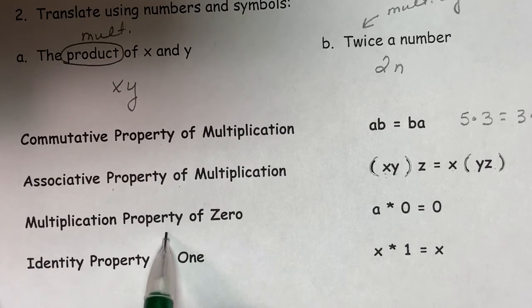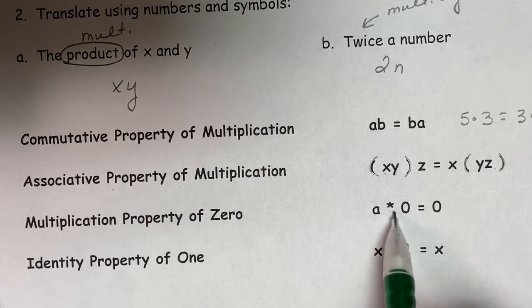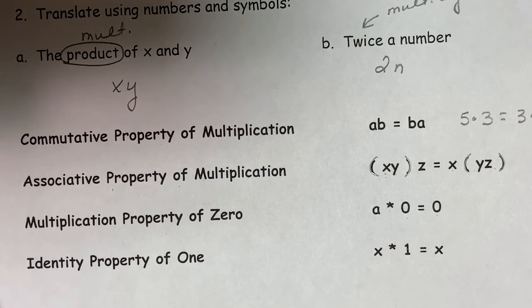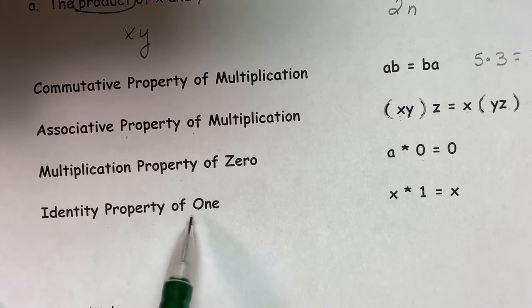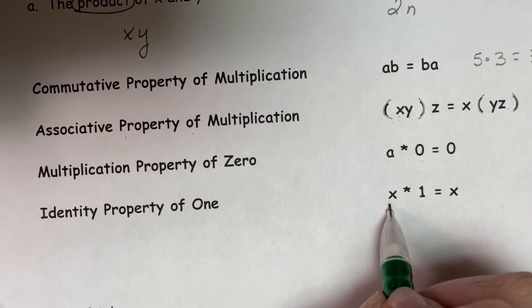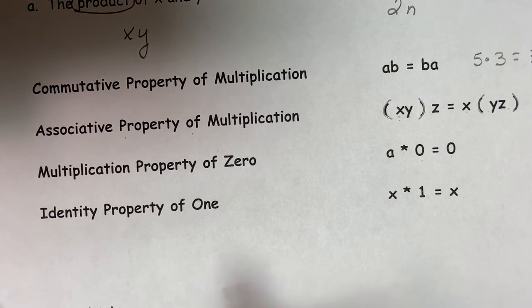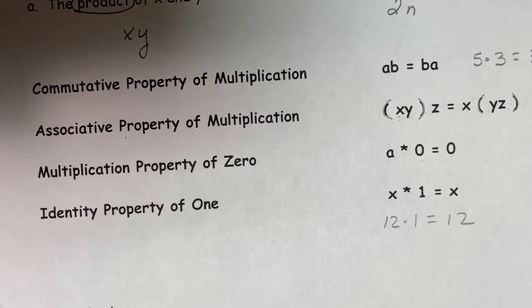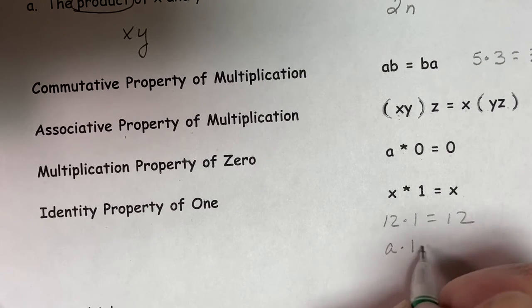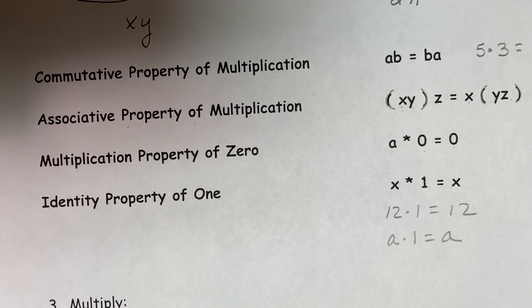This is a multiplication property of 0. It says if I take anything, absolutely anything, and if I multiply it by 0, I'm always going to get 0. This is the identity property of 1. If I take anything, and if I multiply it by 1, I get the same thing back. 12, multiply it by 1, I get 12. A, multiply it by 1, I get A. So in other words, multiplying by 1 doesn't change its identity. The identity stays exactly the same.